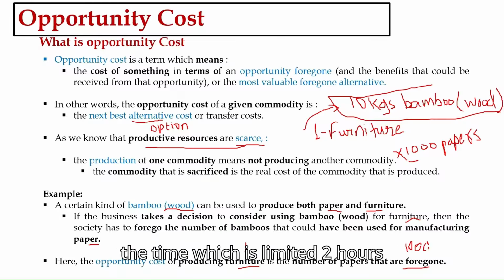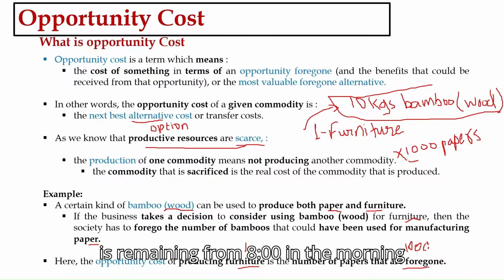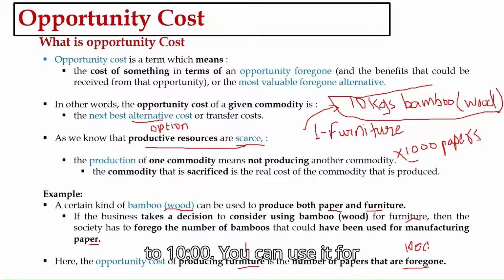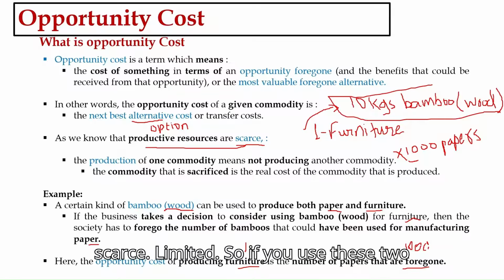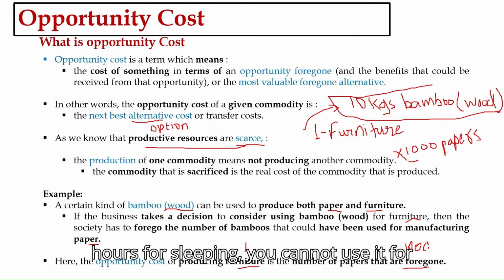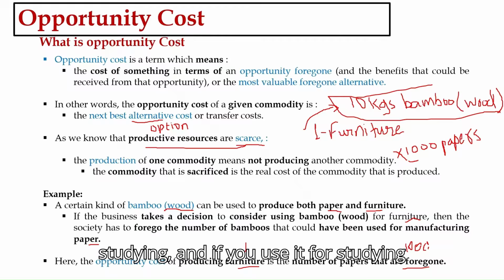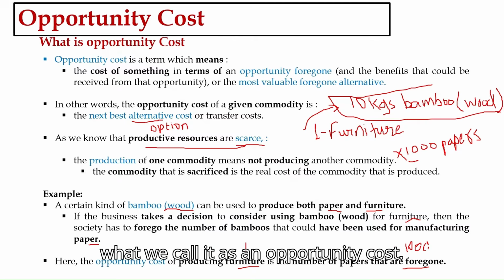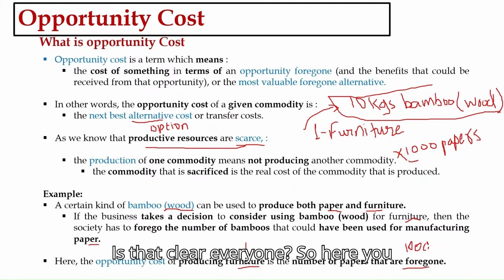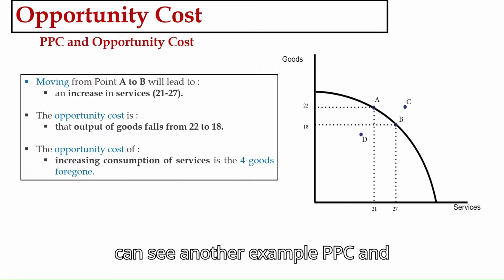So the time which is limited, 2 hours is remaining from 8 o'clock in the morning to 10 o'clock. You can use it for any one purpose because the time is scarce, limited. So if you use these 2 hours for sleeping, you cannot use it for studying. And if you use it for studying, you cannot sleep. This is what we call an opportunity cost. Is that clear, everyone?